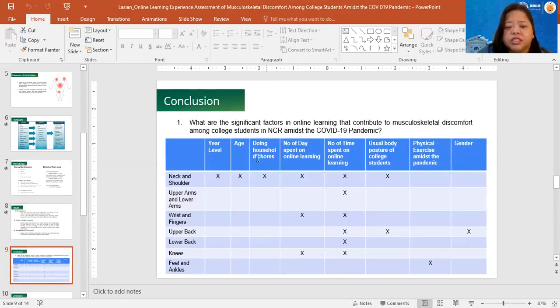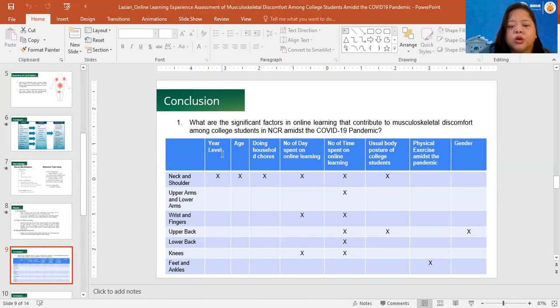For our conclusion, in order for us to address the first question, that is, what are the significant factors in online learning that contribute to musculoskeletal discomfort among college students in NCR amidst the COVID-19 pandemic? So we were able to identify the different body parts that might be experiencing pains, which are the neck and shoulder, the upper arms and lower arms, wrist and fingers, upper back, lower back, knees, and feet and ankles.